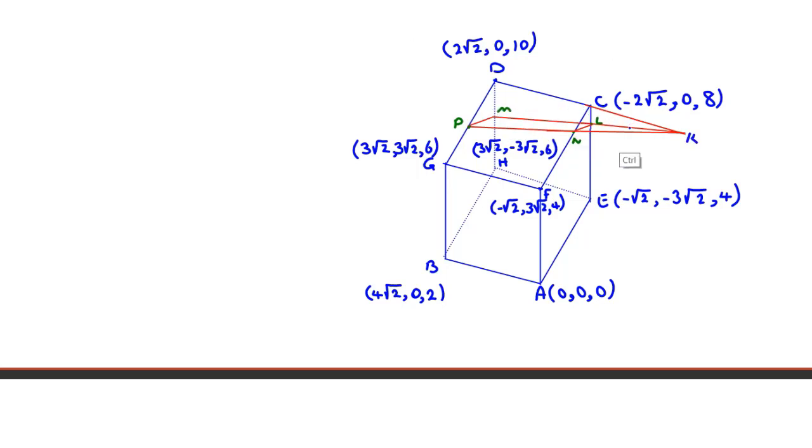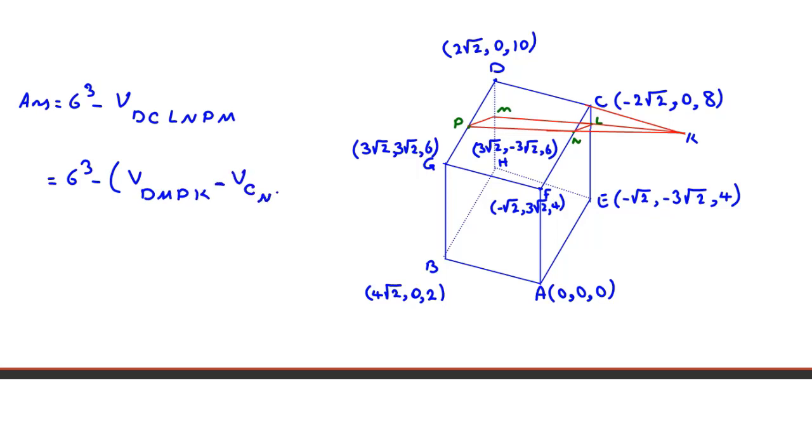The bad part is this bad volume. So you can say the volume of the answer is 6 cubed minus the volume of DMPK, minus the volume of CNLK. And it's good because for each of them, the first one is connected to MPK, so you can say the height times area. And for the next one, CNLK, you can say this height times area.